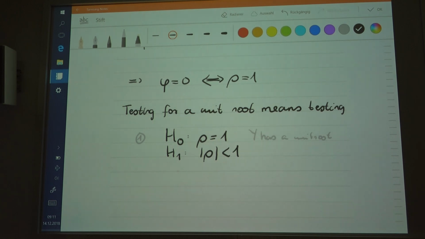Again, we will not look at the case where the absolute value of the coefficient is greater than 1, because if the absolute value of the coefficient is greater than 1, then the process is going to explode.